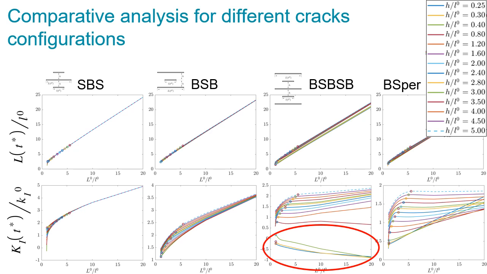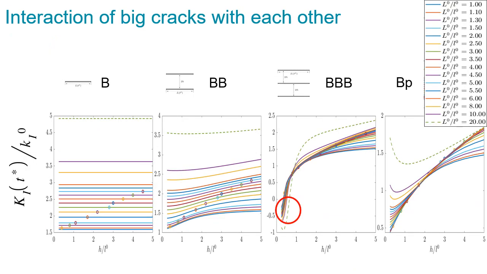This surprising observation may be explained by the fact that the interaction between small and big cracks is suppressed by the interaction between only big cracks at small distances between them. This is confirmed on this slide, where the final relative mode 1 stress intensity factors are presented for the same configurations as above, but without small cracks.